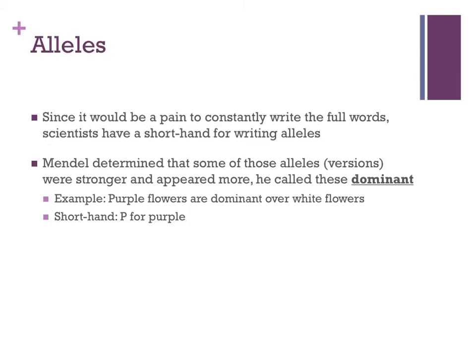Now, Mendel, in his work, determined through all of those thousands of plants that he studied that some versions or alleles were stronger or appeared to be stronger, and therefore he saw those more when he crossed plants. And he called those alleles dominant. Okay. So in our pea example, purple flowers are dominant over white flowers. He saw the purple flowers more. So our shorthand is going to be just a capital P for purple.